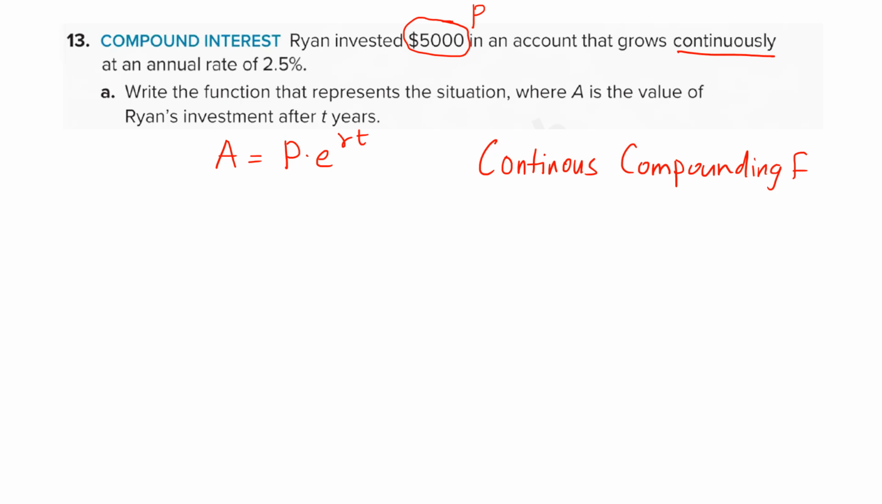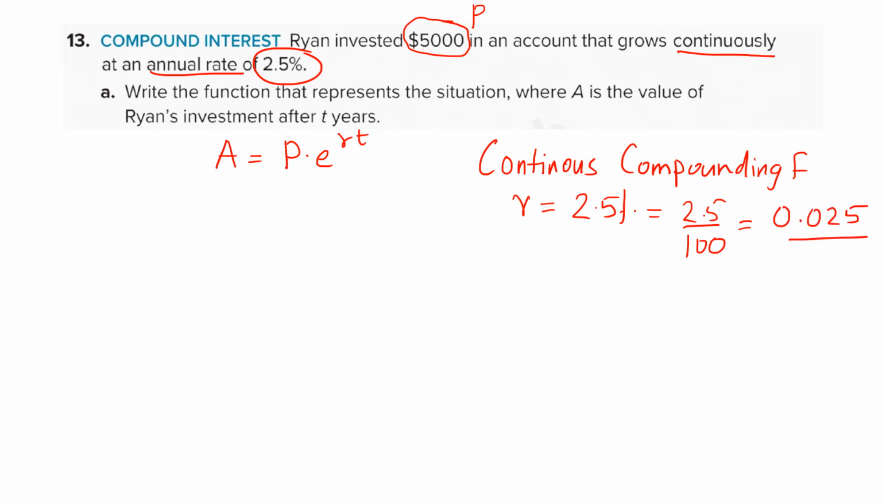Okay, A is my amount, P is my principal, R is my rate of interest, and T is my time. Now the annual rate of interest is given to be 2.5%. Whenever you are using the value of R, it has to be in decimal, so we will convert. So it is 2.5 divided by 100. You move the decimal to the left, so this becomes 0.025.